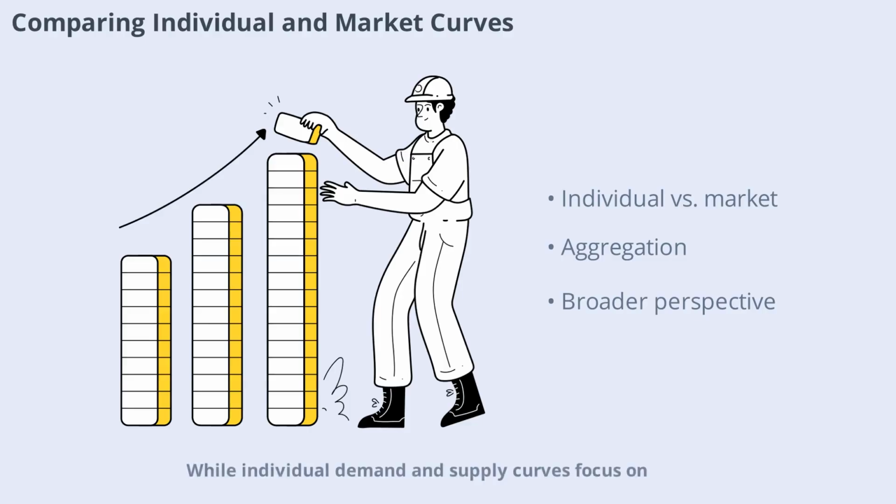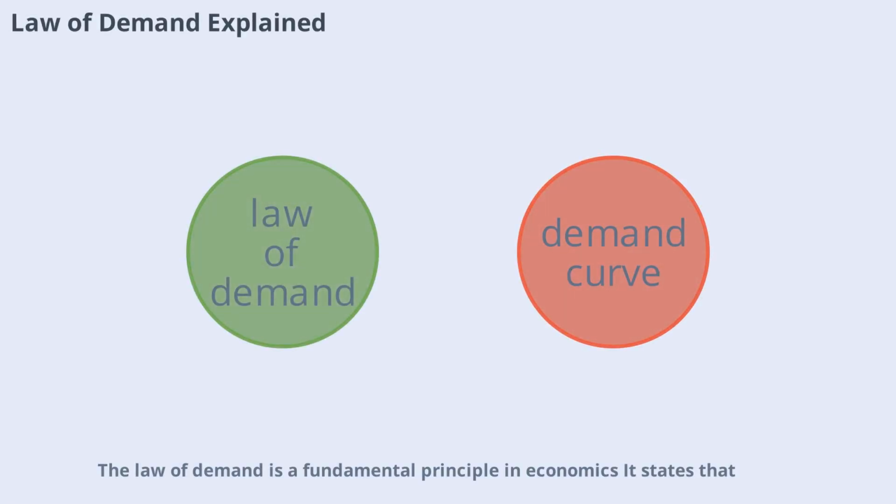While individual demand and supply curves focus on the behavior of a single consumer or producer, market curves aggregate these behaviors across all participants. This aggregation is key to understanding how markets operate as a whole. Market curves provide a broader perspective, showing the collective response to price changes, which is essential for predicting overall market outcomes.